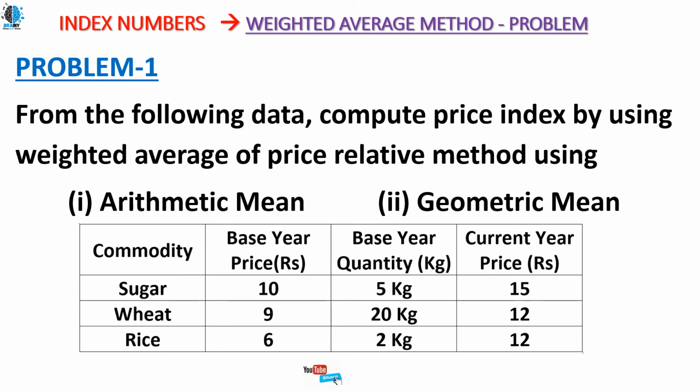From the following data, compute price index. What we have to find? The price index by using weighted average of price relative method, using either arithmetic mean or geometric mean. The table is given here, where the commodities are sugar, wheat and rice. The base year price is given, base year quantity is given, and current year prices are given. With respect to this data, we need to find the weighted average of price relative method using arithmetic mean or geometric mean. So let's start with the solution.